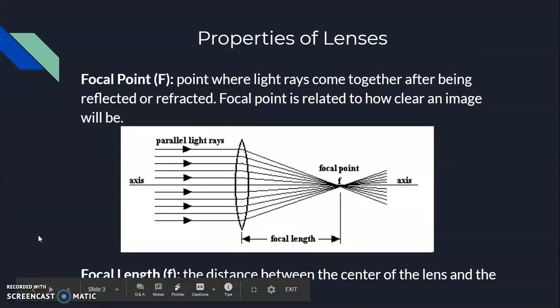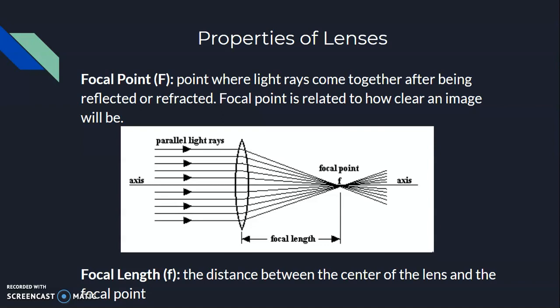In order to talk about lenses, there are two important fundamental concepts to understand. The first refers to the point where light rays come together after being reflected or refracted and is known as the focal point. Focal point is related to how clear an image will be after being reflected or refracted. Therefore, if all the light rays converge onto a single point, the image will be sharp and clear, as opposed to the fuzzy or blurry image produced by rays of light converging onto multiple focal points.